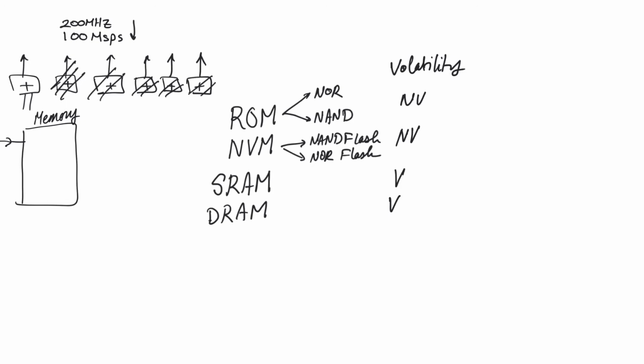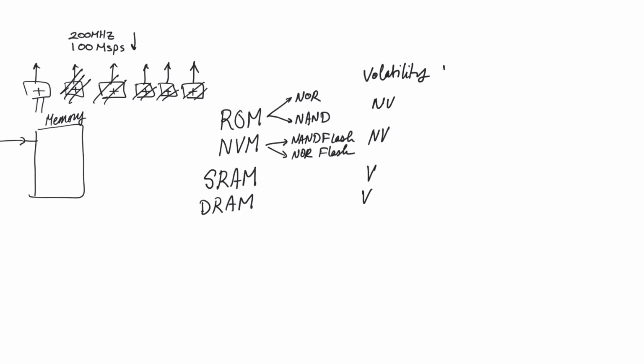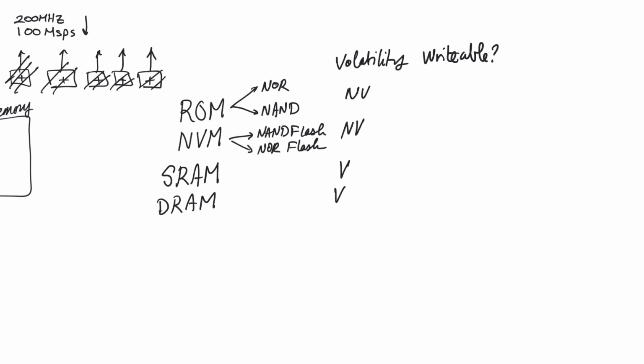So another way we can classify memories is based on their writability. Are they writable or are they read-only? For read-only memories, we can actually see from the name that it's just read-only. RAMs in general are writable, so SRAM and DRAM are easily writable. SRAM is more so than DRAM.